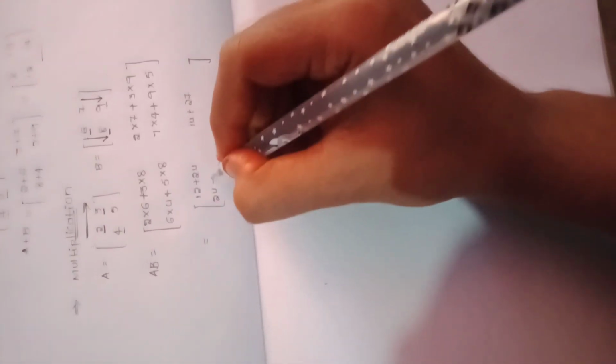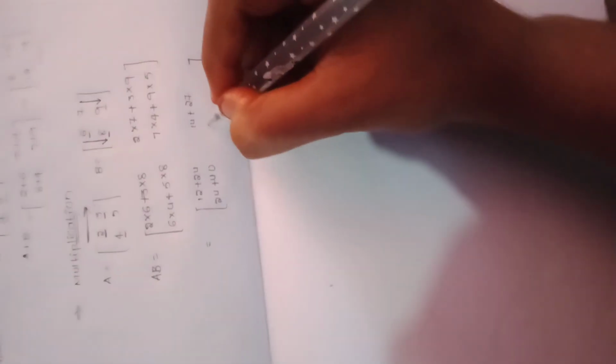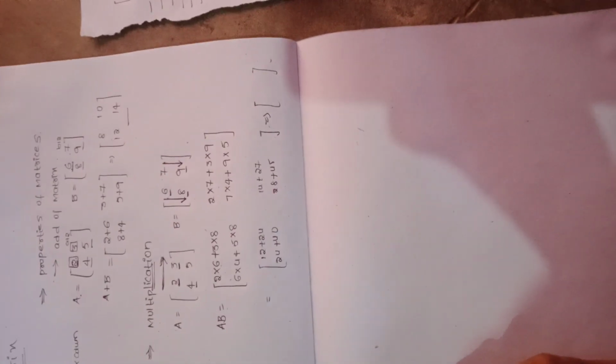The matrix becomes 12 plus 24, and then 14 plus 27, 24 plus 40, 28 plus 45. We can write the summation. So this is the multiplication of matrices.